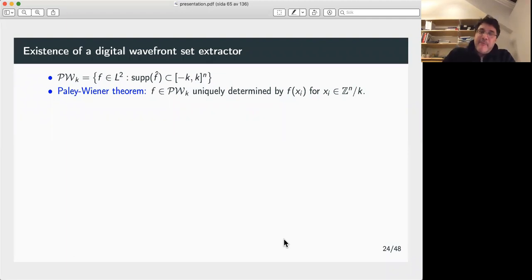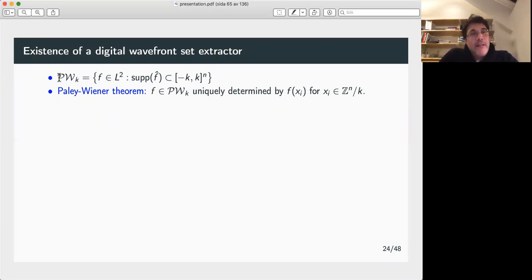That's what we want. I'm going to give you a function, ideally a function represented in some, let's say, suitable representation. And the task is somehow to extract the digital counterpart of the wavefront set. So what do we really mean by that? I think it's worth spending a couple of seconds on the properties you would like to have from such a wavefront set extractor.